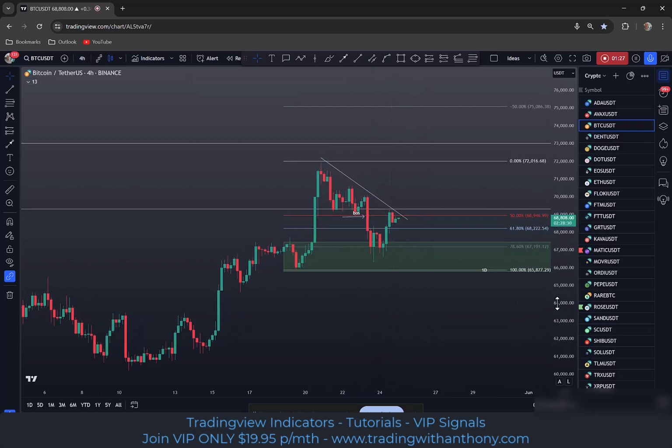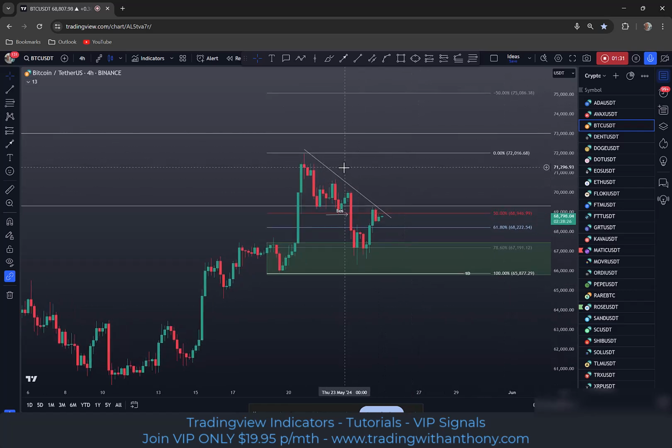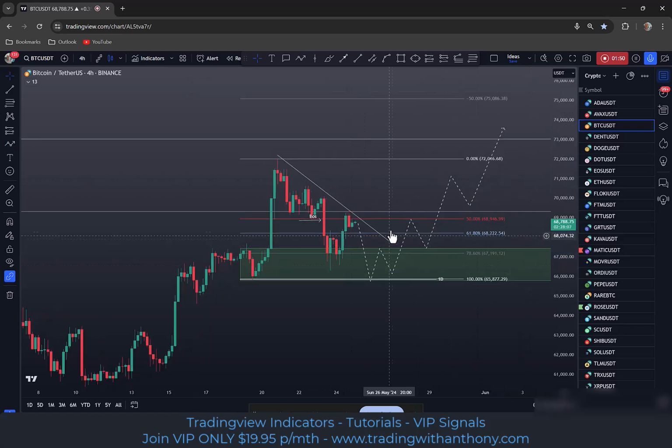So the way that I would approach this would be to map out this trend here. It's a downtrend, and I'll be looking for this on the 4H. At some stage, look, it could travel further, but at some stage it will reverse, and I'm looking for the reversal.